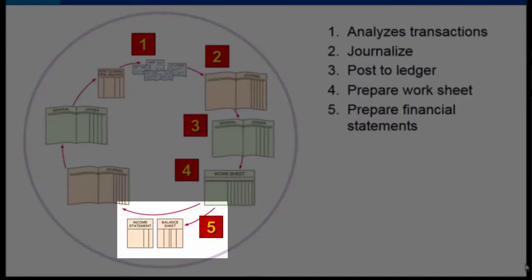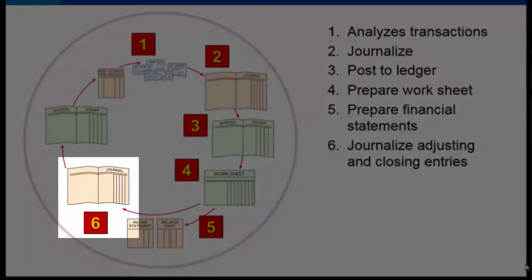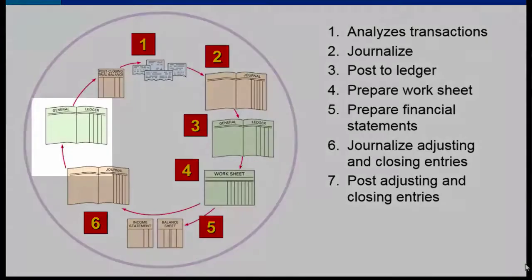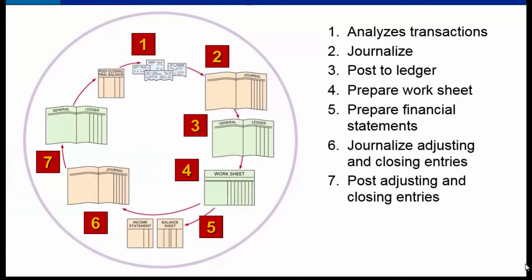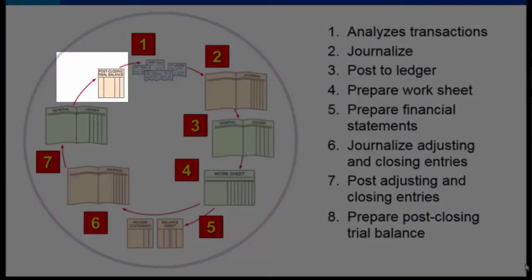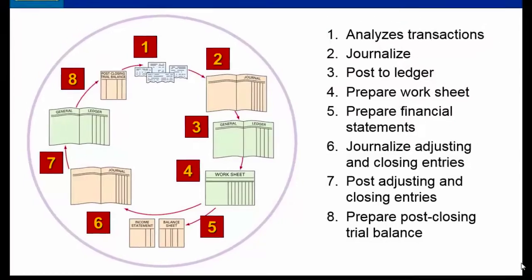After that, we have to kind of go back and look at the adjusting column of the worksheet and redo half of our cycle, which is to journalize those adjusting entries, journalize our closing entries, and then we have to post those to the ledger. Finally, we're done after we've posted, and we can prepare the post-closing trial balance. And that completes the accounting cycle and everything you get to know for Accounting 1.